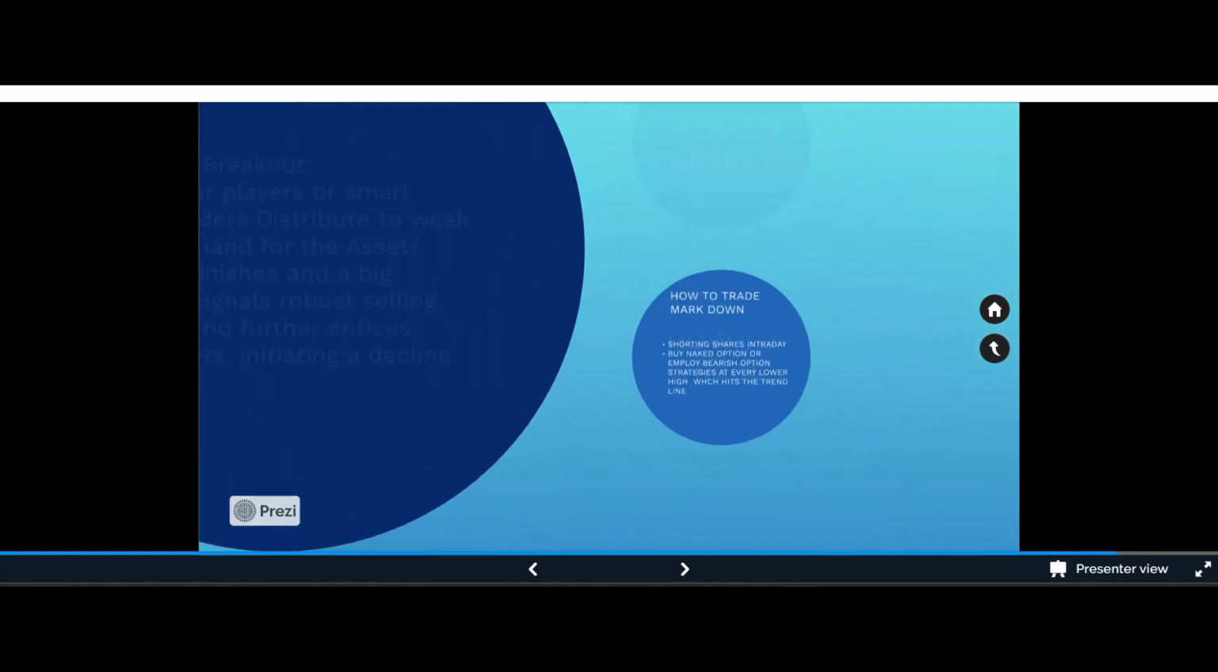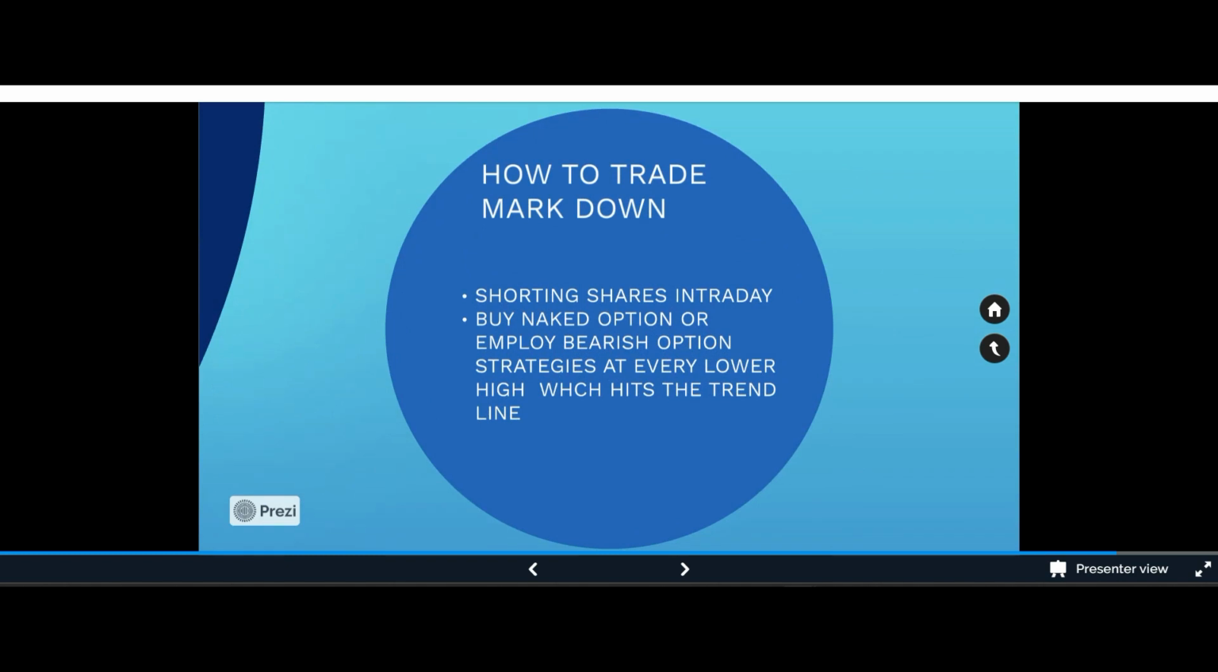How do we trade? Now, there are ways to trade the markdown phase. Shorting shares intraday. So every single day you can do some intraday trading, which is not a game for all of us. You have to actually be very careful. You have to understand technical analysis. You have to have proper risk management in place. So then you can do that.